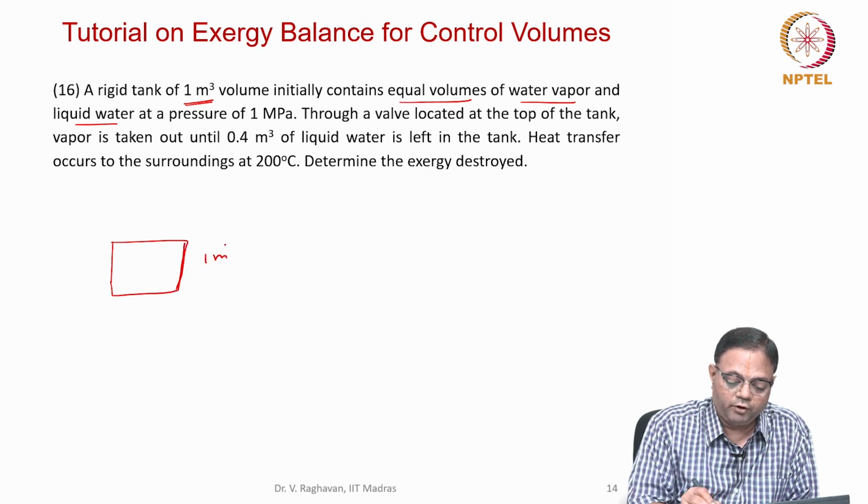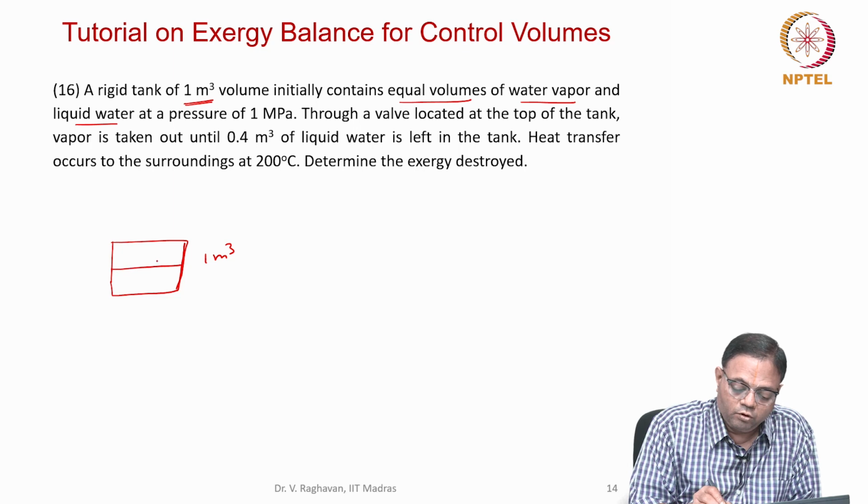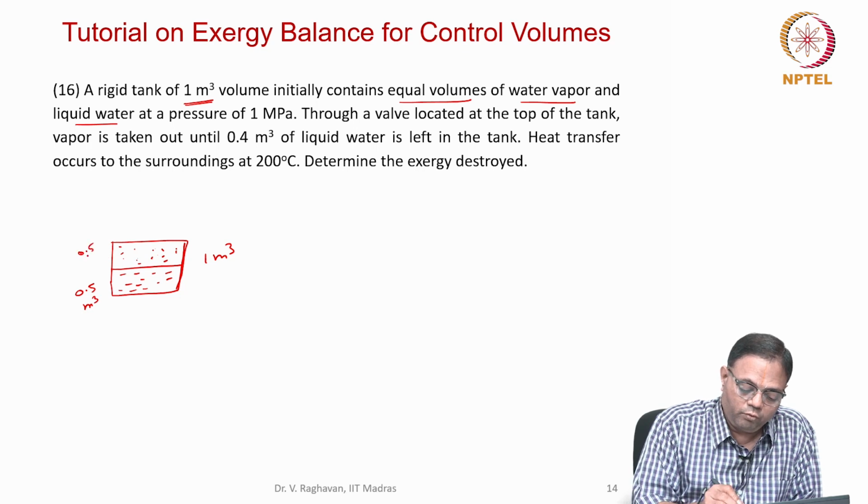So the volume is 1 meter cube. Initially, water and vapor are there. This is 0.5 meter cube and this is also 0.5 meter cube.